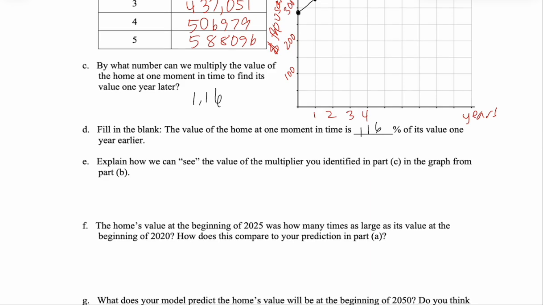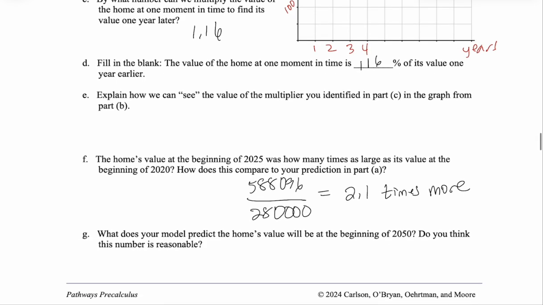So the home's value at the beginning of 2025 is how many times as large as the beginning of 2020? So we're going to take the 2025 and divide it by the 2020. So we can see how many times it was. So 588,096 divided by 280,000, it became about 2.1 times more.